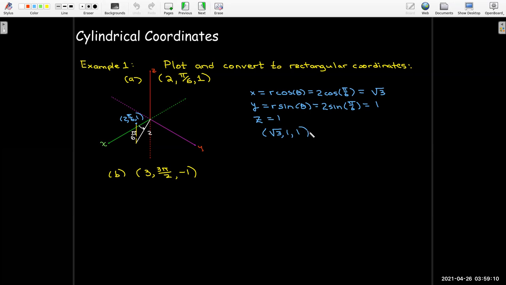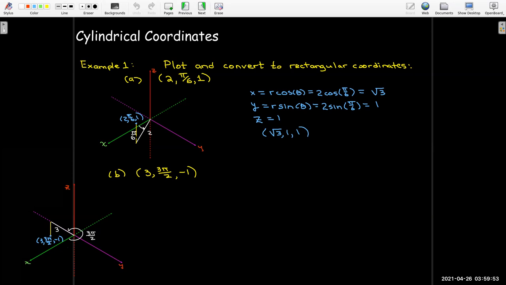Our second point has cylindrical coordinates (3, 3 pi over 2, negative 1). So again, I'll start with the line segment at the origin of length 3, making an angle of 3 pi over 2 with the positive x-axis. So that's going to be a line segment on the negative y-axis. And then we just need to go down 1 unit, and that'll give us the point with cylindrical coordinates (3, 3 pi over 2, negative 1).